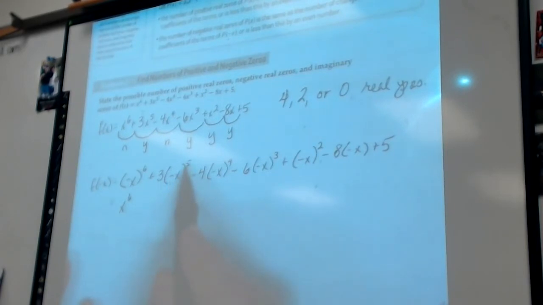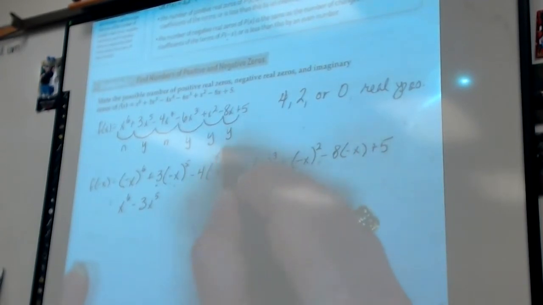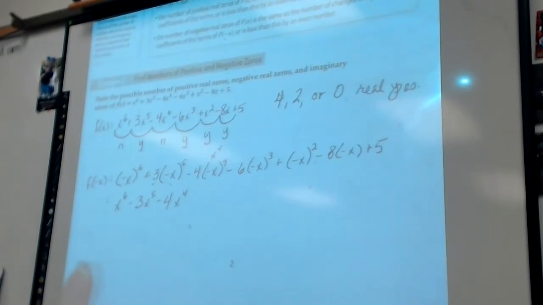Now what about negative x to the 5th? What would that be? It'd be negative. And so 3 times a negative x to the 5th would be negative 3x to the 5th. Okay, what about negative x to the 4th? It would be a positive x to the 4th, so that sign does not change. What about negative x cubed? Negative, so you'd have a negative times a negative, which would be a positive 6x cubed.